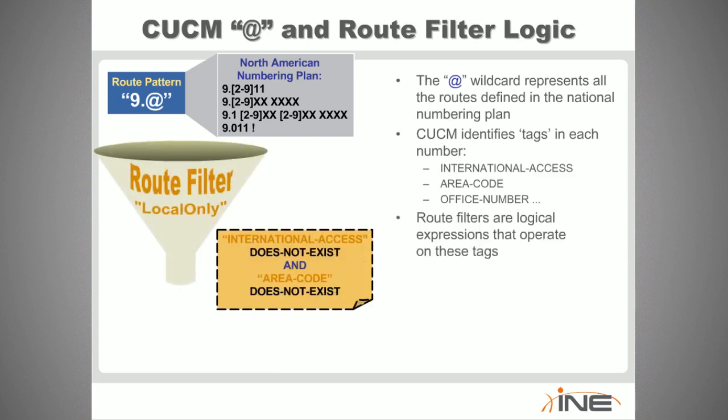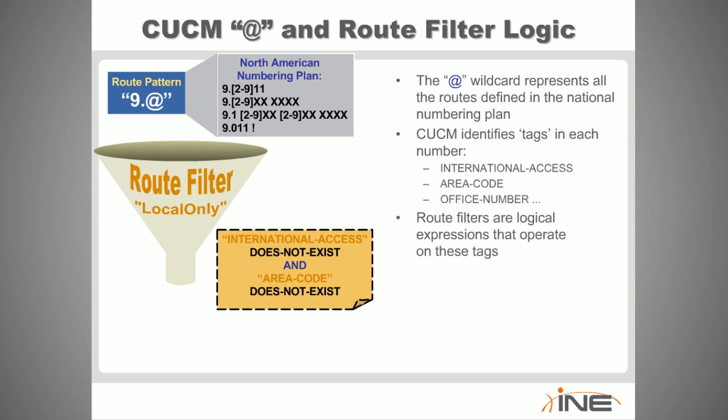So with these route filters, we can call certain things into play. Maybe we say international access does not exist and area code does not exist. If those two are the case, then that pretty much eliminates the fourth of those patterns, 9011, because that's an international access code. With area code does not exist, that eliminates not only the long distance for 91, 2 through 9XX, where there's still 7 digits, 2 through 9XX, XXXX. It eliminates that one, but it also eliminates local numbers that have an area code.